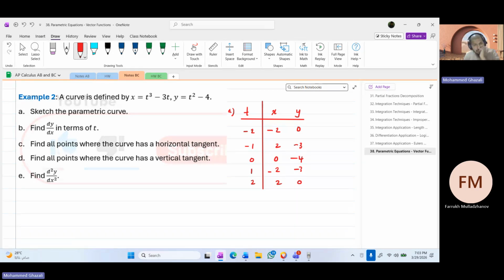Let's substitute -2 here. -2 cubed is -8. -3 times -2 is 6. So -8 plus 6 is -2. Substitute -2 into y and we get 0. So it works. Are we good? You can see it works. So let's sketch this parametric curve.